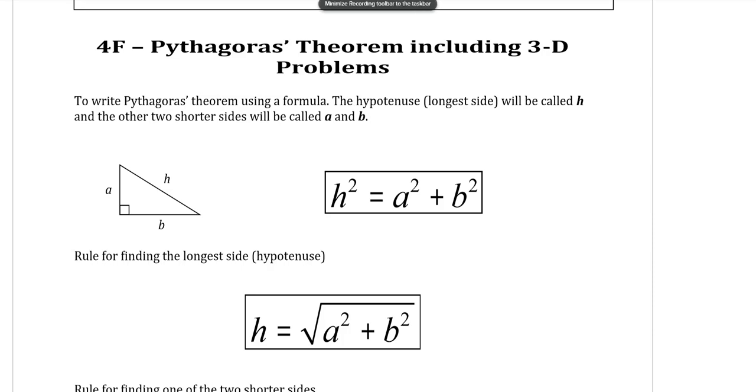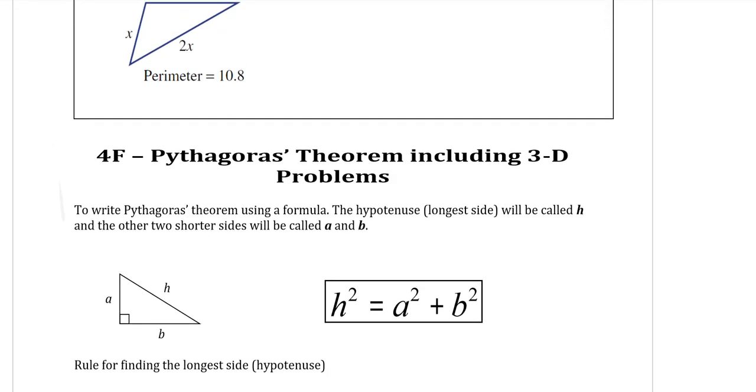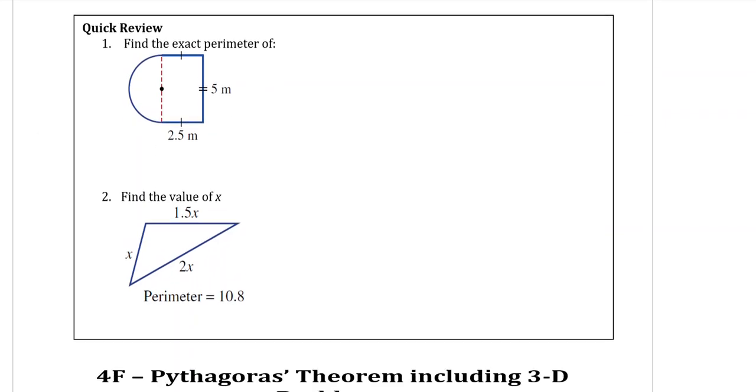Hello, Year 10. Today we'll be looking at Pythagoras' theorem, which will include some three-dimensional problems, but let's quickly review some perimeter questions from last lesson. To find the perimeter of the shape in question number 1, we want to find the perimeter of the half a circle that we have here.